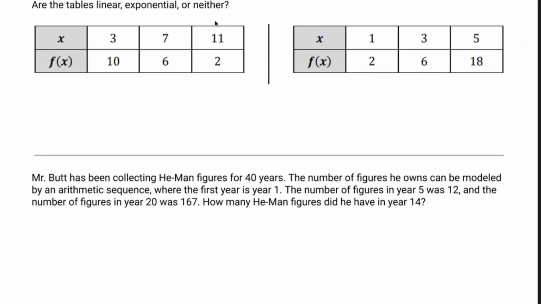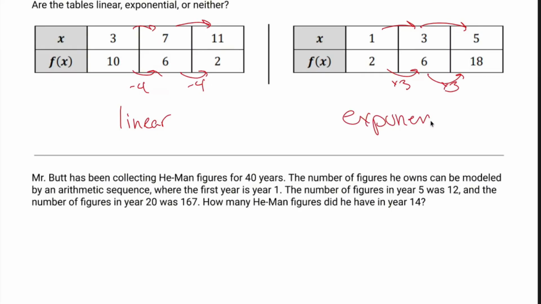Are the tables linear, exponential, or neither? Let me see. You go up by 4, so that's equal length input value intervals consecutively. What happens? Minus 4, minus 4, minus 4, minus 4, linear. 1 to 3 to 5 means you add 2 every time, so that's good. 2 to 6 to 18 looks like you're multiplying by 3 every time, so that's exponential. Much friendlier than what we just did.